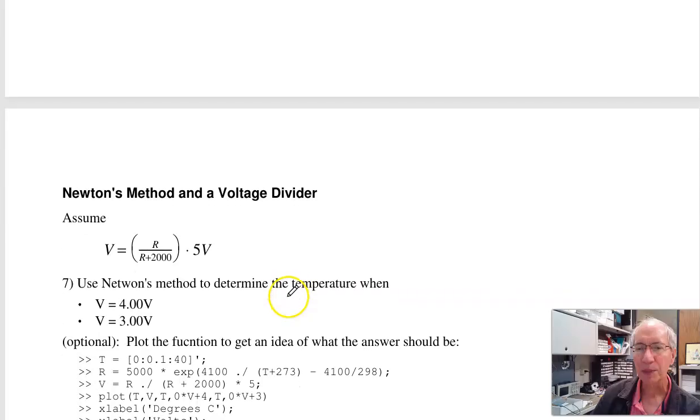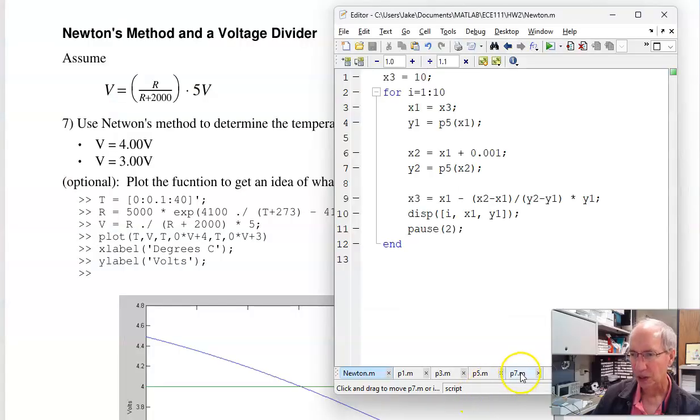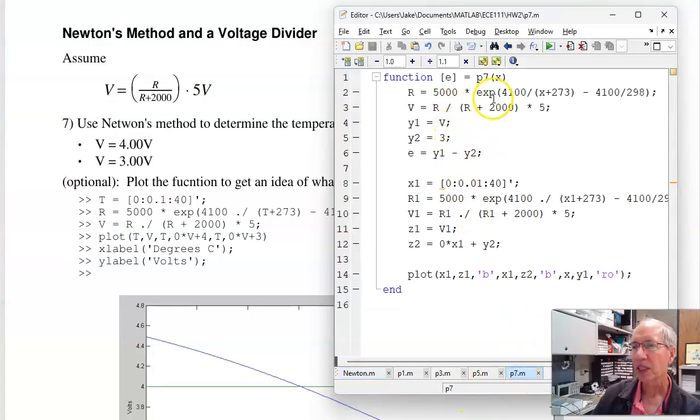The last problem is, suppose instead I have a function of a function. Temperature tells me resistance, resistance tells me voltage. At what temperature do I get 4 volts? What temperature do I get 3 volts? Again, that's really the same problem. I'll just take the previous problem. Given temperature, calculate resistance. Given resistance, find voltage. When is the voltage equal to 4? Take the difference in the two, drive the error to 0.